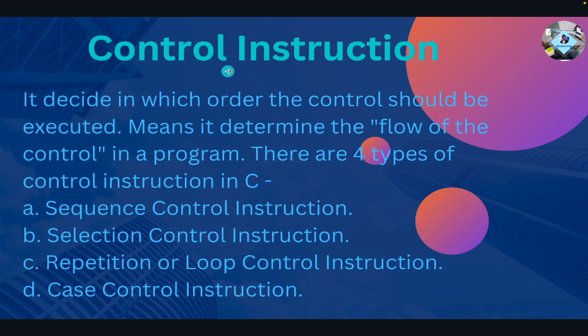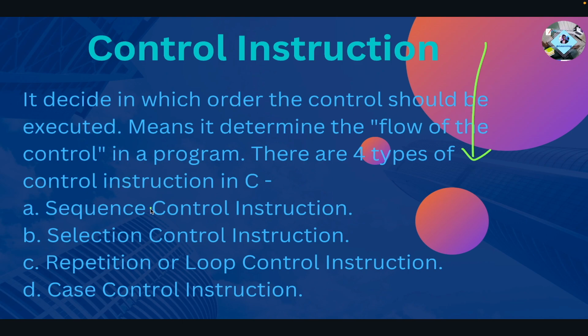So control instruction, right? The last one is the control instruction. Control instruction is the thing which decides the control flow, in which way the program will be executed. We know in the previous video I discussed that the control flow is from main to the last statement, the return statement, which means the flow starts from main and then goes downwards.